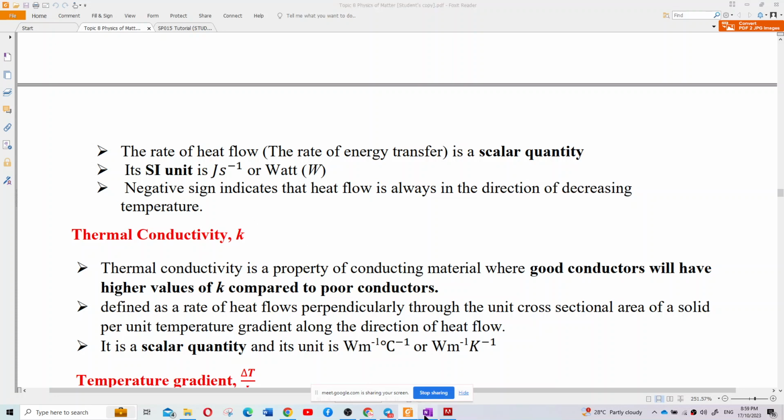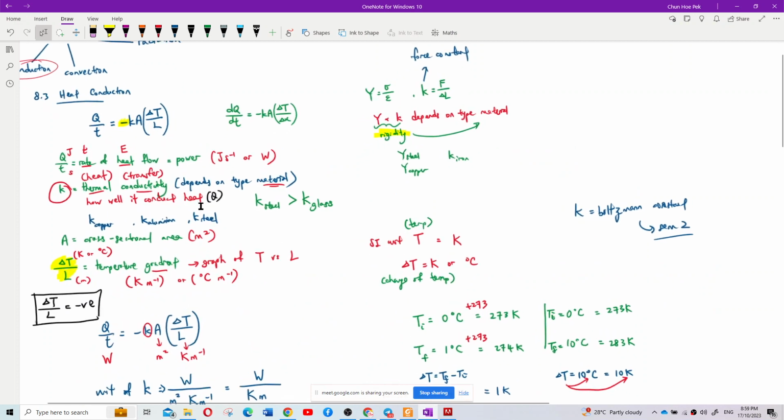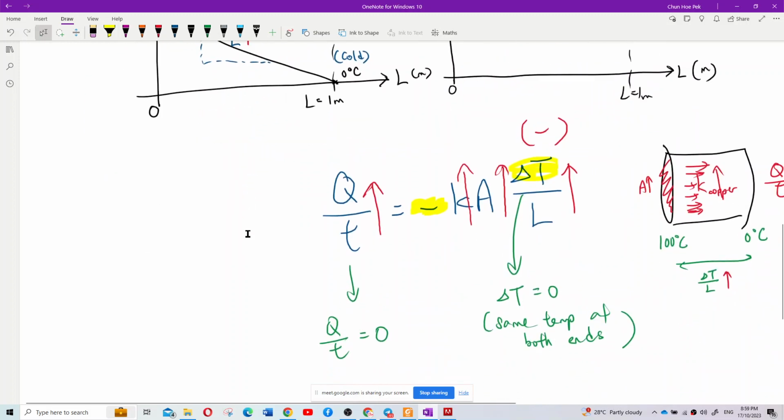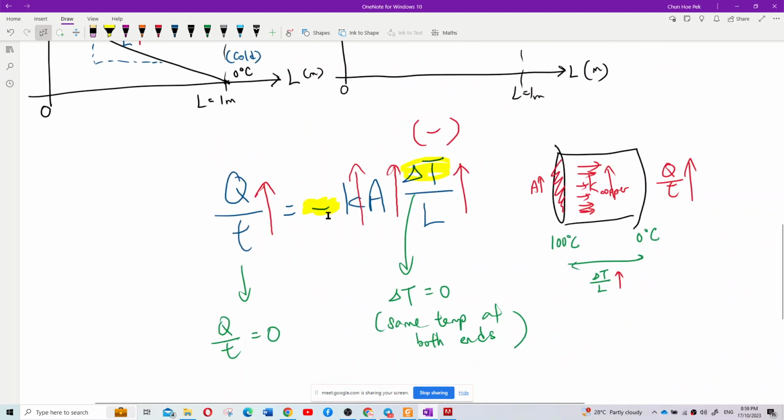That's the meaning of this negative sign. What is meant by this negative sign? Heat flows from hot to cold.